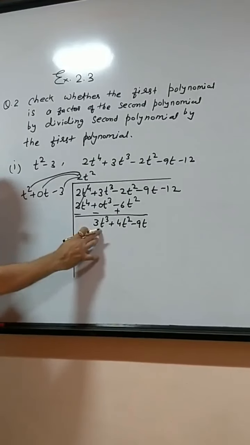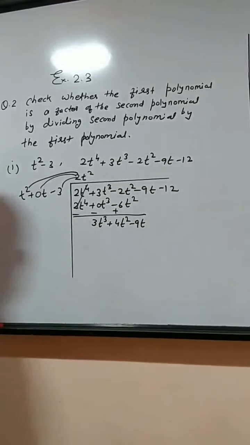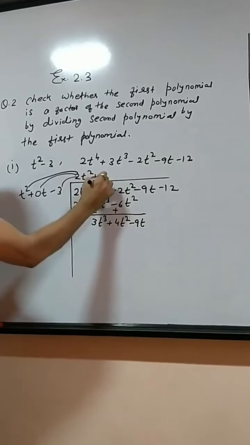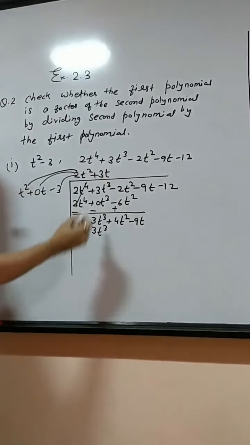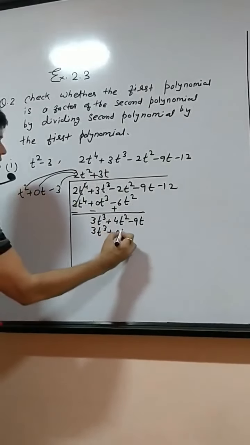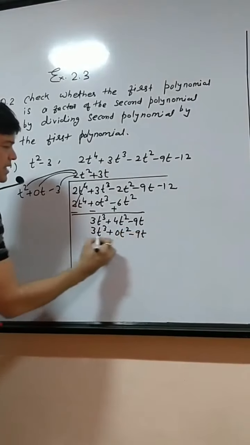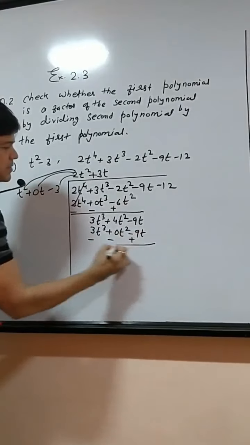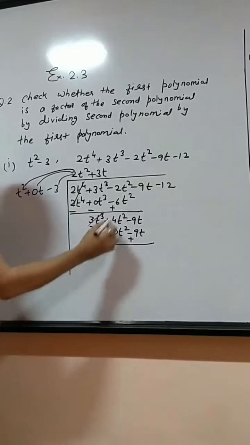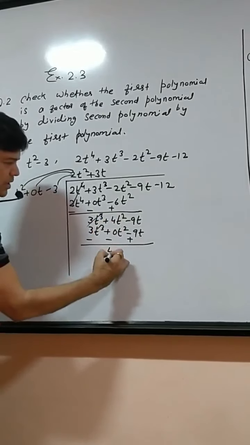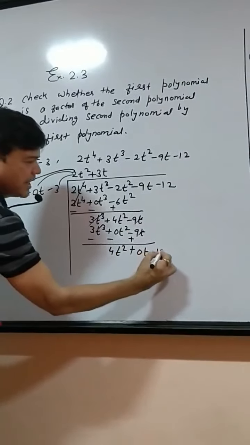Now you want 3t cube and this is t square. T square into how much is 3t cube? 3t into t square is 3t cube. 3t into 0t is 0t square. 3t into 3 is minus 9t. Minus plus, change the sign. Now these two are again cancelled. 4t square minus 0t square is 4t square. Cancel. You can add 0t minus 12.